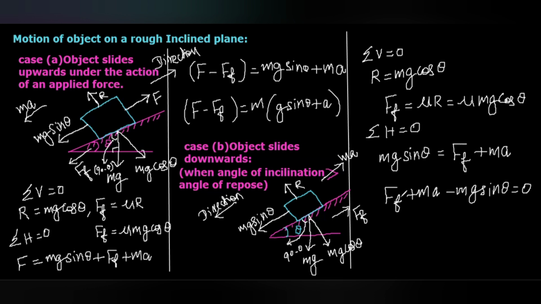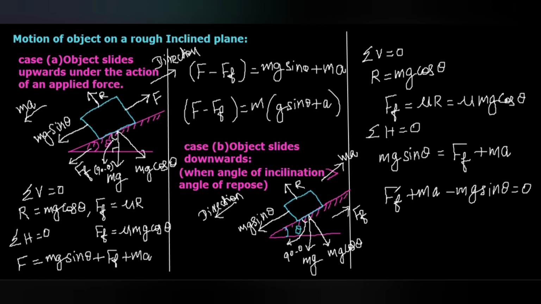So here we can substitute the value of FF, mu mg cos theta, then further simplifications we can do as per our convenience. Here, in both the cases, we considered the surface is a rough surface. In case it is a smooth surface, in both the cases, the force of friction, FF, will be eliminated. Do you understand? In both the cases, if it is a smooth surface, then the frictional force we don't want to consider.